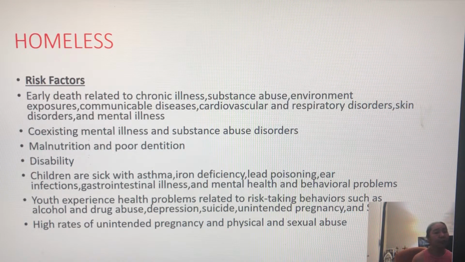Youth experience health problems related to risk-taking behaviors, such as alcohol and drug abuse, depression, suicide, unintended pregnancy, and sexually transmitted infections, including HIV or AIDS. Women experience high rates of unintended pregnancy and physical and sexual abuse.